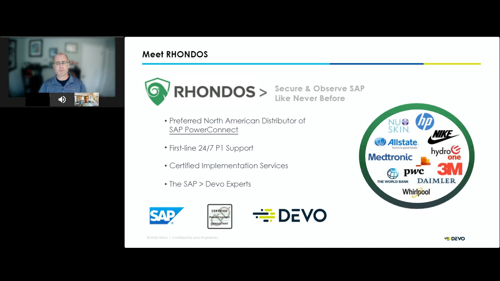A quick overview of who Rhondos is for those of you who don't know us. We were founded by a veteran software company founder who has operated in the SAP and big data space for over 30 years. Since our inception in 2018, we've built a team of experts uniquely cross-trained in SAP and Devo. We offer 24/7 P1 support for the PowerConnect software and offer certified implementation services. We hire only the best technologists from both SAP and big data ecosystems, and then cross-certify on technologies, making a very niche and valuable workforce that remains in high demand.